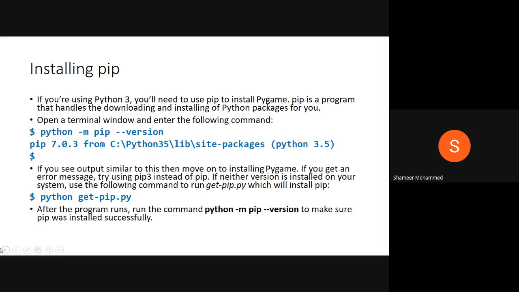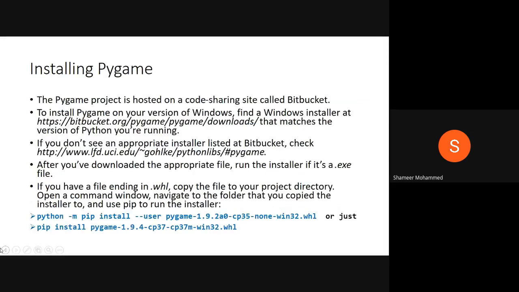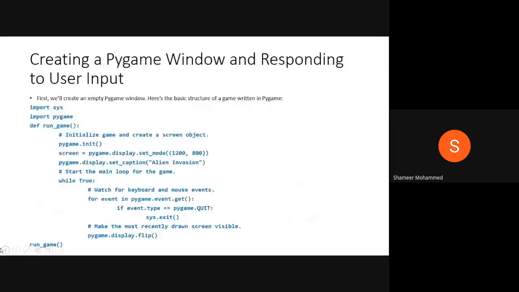You have already seen how to install PyGame. The installing commands are this one. This is how to install and get the PyGame version suitable for the Python installed on your computer; you can follow these steps. Then you can create a PyGame window. Has anybody executed this program?